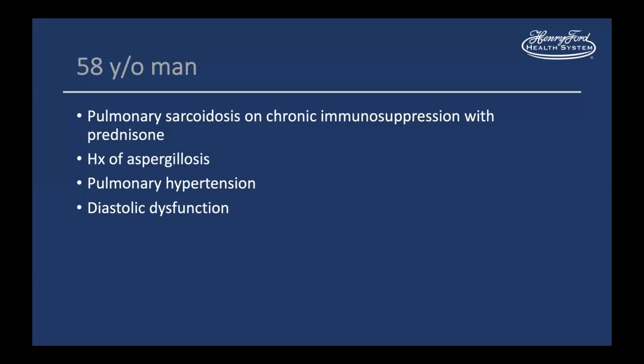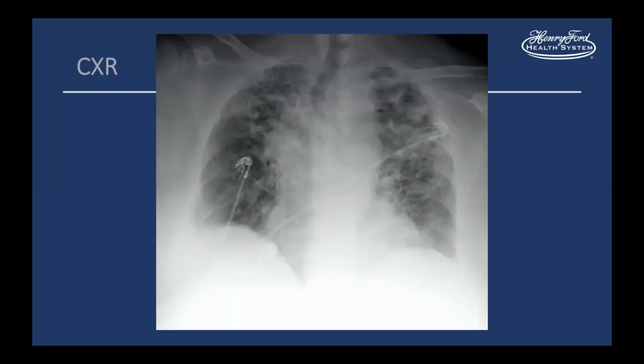And to illustrate this, we have a couple cases. So here we have a 58-year-old gentleman, history of pulmonary sarcoid, on chronic immunosuppression, including prednisone. He also has a history of aspergillosis that was treated in the past, pulmonary hypertension, as well as diastolic dysfunction. He came in with massive hemoptysis over 24 hours, measuring about a cup. This was his admission chest x-ray. So you can see he's got bilateral interstitial infiltrates. You can see what looks like tram tracking from bronchiectasis. He's got chronic fibrotic changes, particularly in his upper lobes.